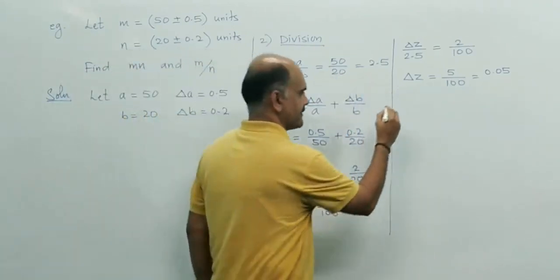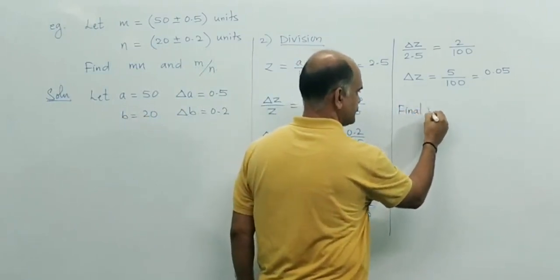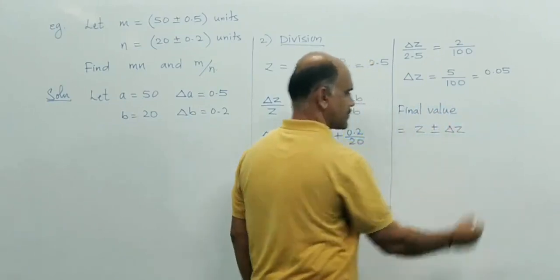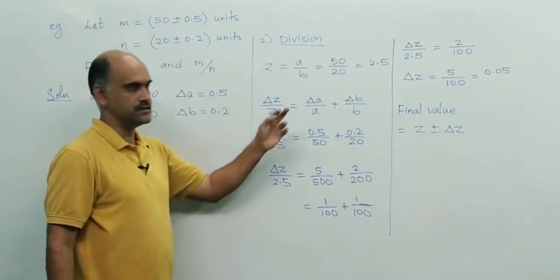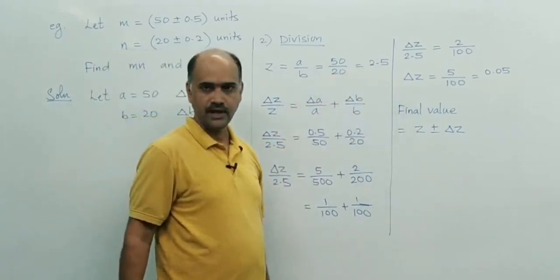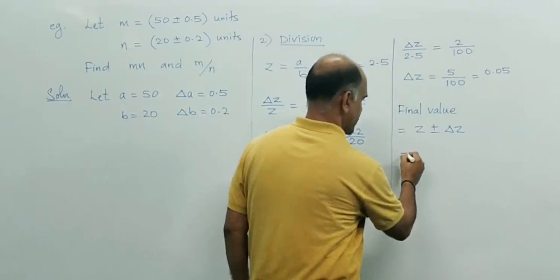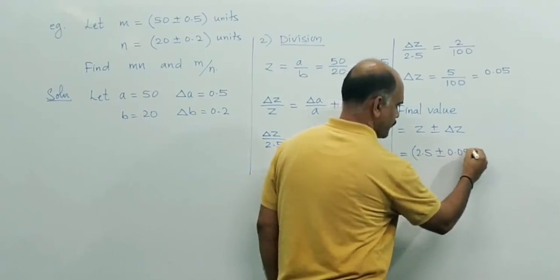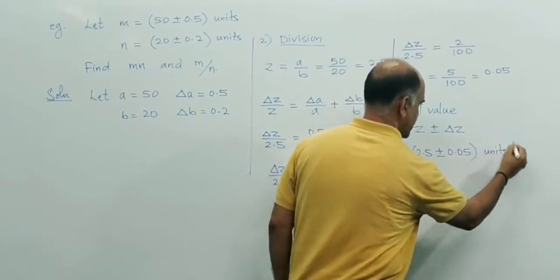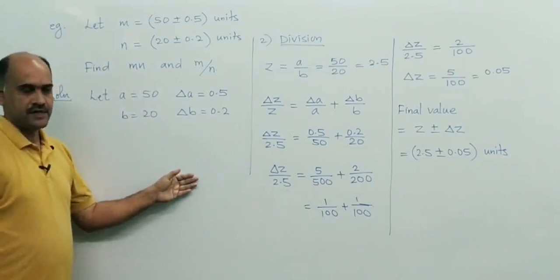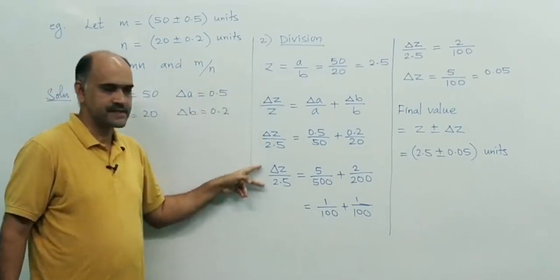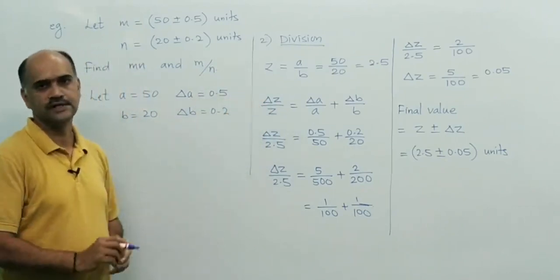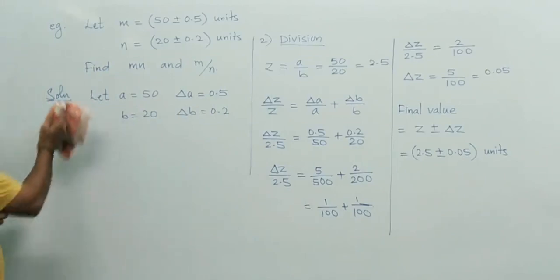Now you write the final value. So the final value is equal to Z plus or minus delta Z. So Z is 2.5. Delta Z is 0.05. So you will have 2.5 plus or minus 0.05 units. So this is the answer. Clear, students? So the steps here remain the same for both multiplication and division. So you can pause, note the steps, then we will go for the last section.